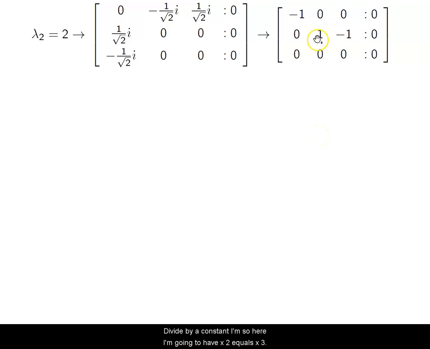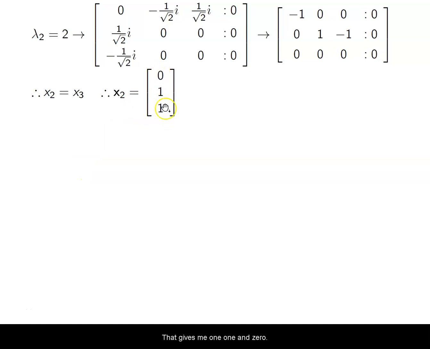So here I'm going to have x2 equals x3. My x1 is 0. I don't have to worry about it. Okay, x2 is x3. That gives me 1, 1, and 0 here.